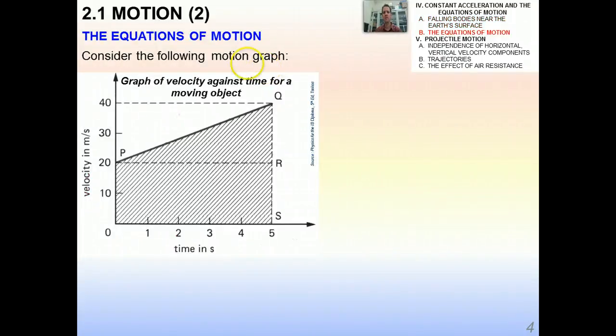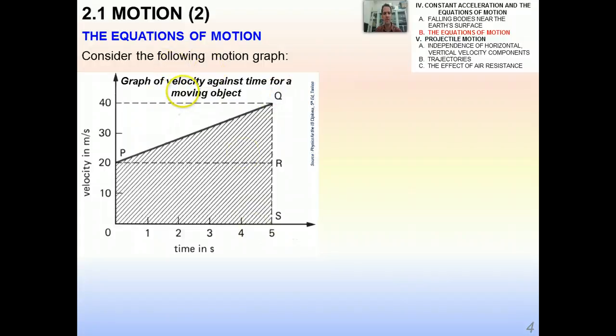Now what I'm going to do is derive for you the equations of motion, for something moving at a constant acceleration in a straight line. So I want you to consider the following motion graph. This is the velocity-time graph, where the velocity of the object is not zero. It starts off at 20 meters per second, and it accelerates at a uniform rate between 20 meters per second and 40 meters per second from the point P to the point Q.